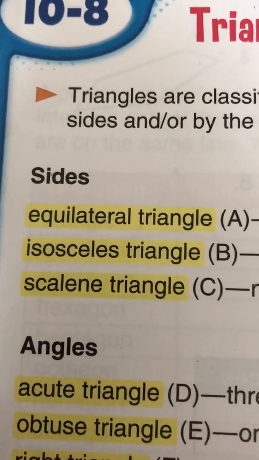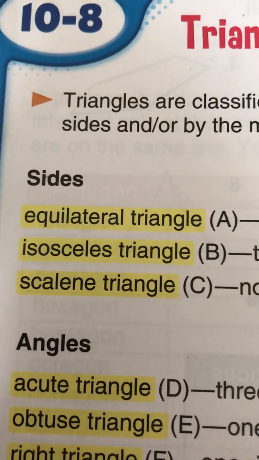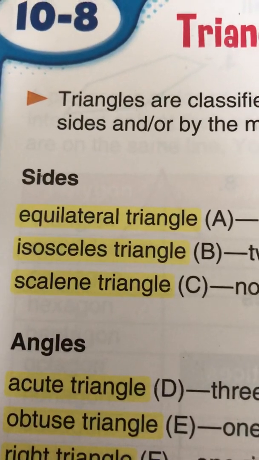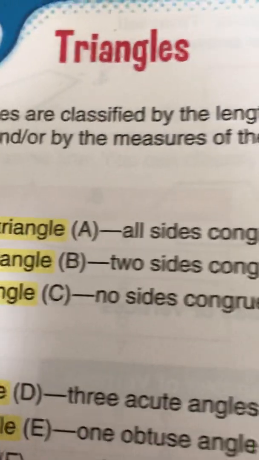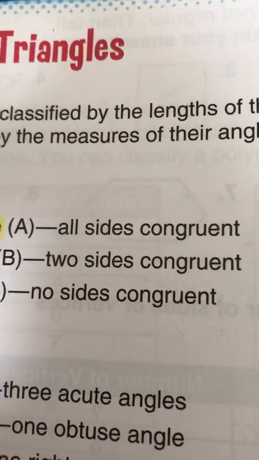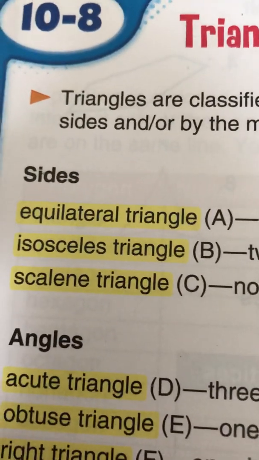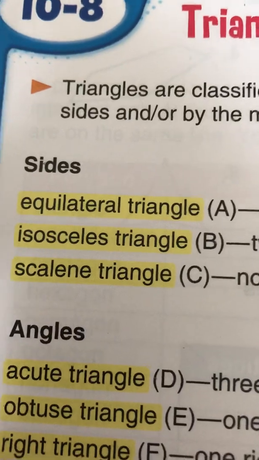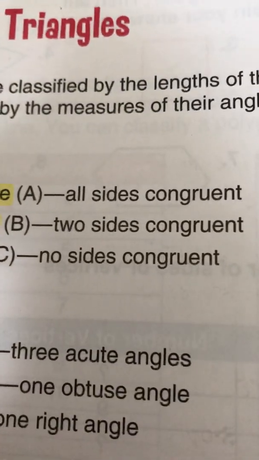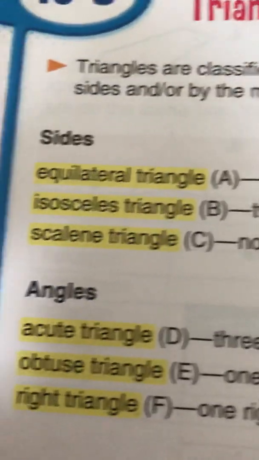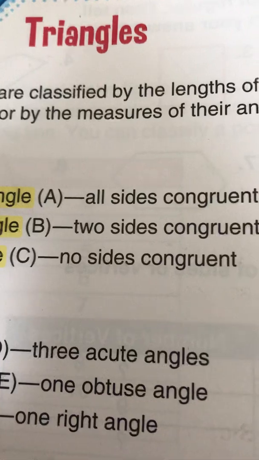To classify by its sides, there are three different kinds. Equilateral triangle, isosceles, and scalene. An equilateral triangle has all sides that are congruent. So equilateral, equal, all sides are congruent, which also means the same. An isosceles triangle has two sides congruent, so two sides that are the same length. And then a scalene triangle has no sides that are congruent.